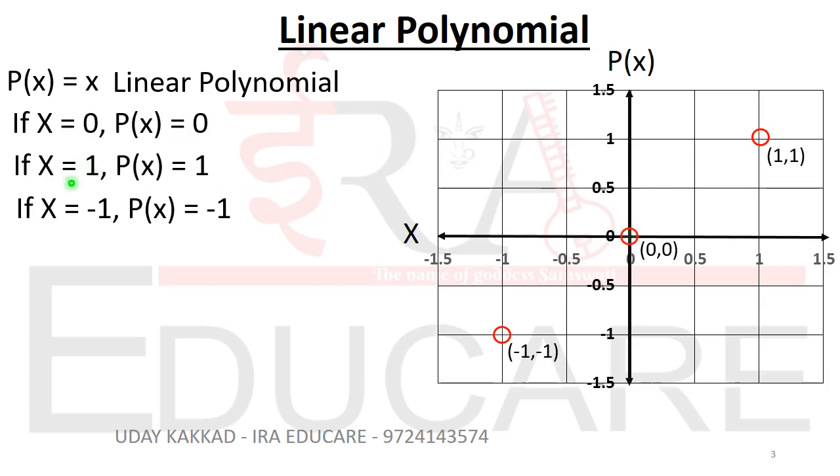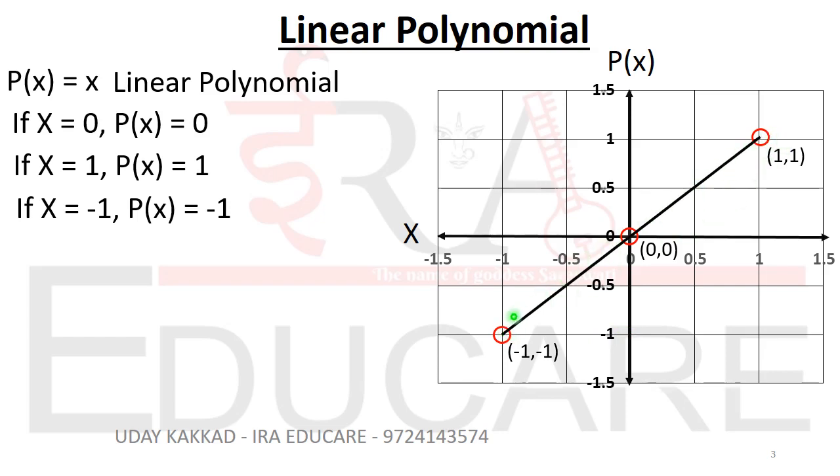Now x is equal to 1, then p of x is equal to 1, so the point is (1, 1). Likewise x is equal to minus 1 and p of x is equal to minus 1, so it's here. So this is the combination of points that were made. Now we join all the points, and we get a straight line.